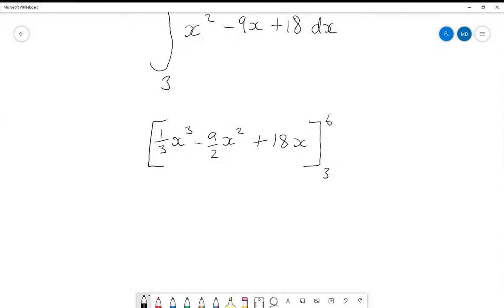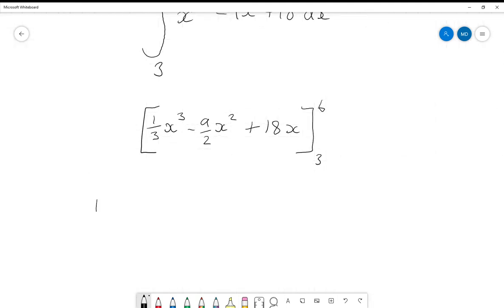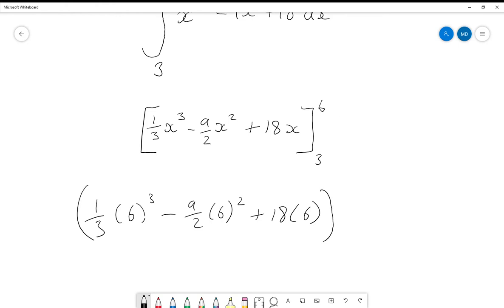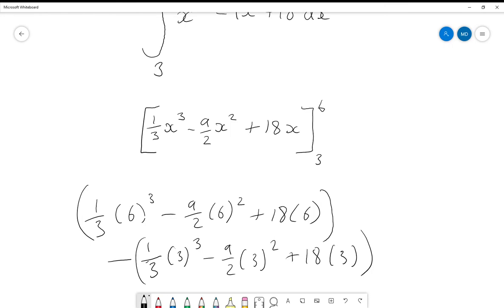Now I just need to plug in these values. So I'm going to get 1/3 of 6 cubed minus 9 over 2 times by 6 squared plus 18 lots of 6. And I'm going to subtract, plugging in the 3, 1/3 of 3 cubed minus 9 over 2 times by 3 squared plus 18 times by 3. And I'm subtracting all of that.